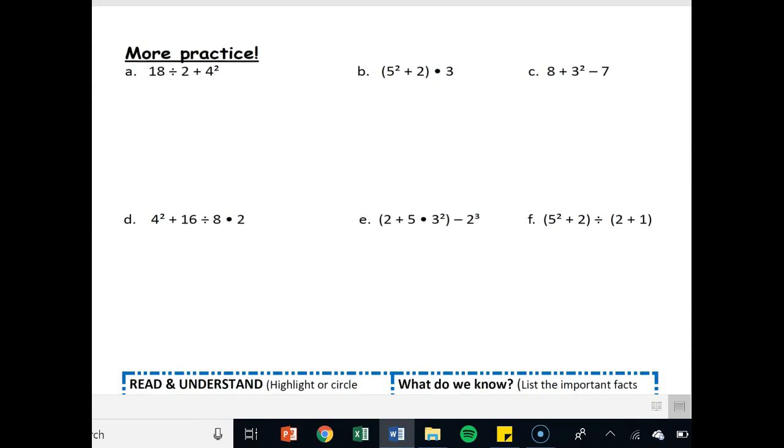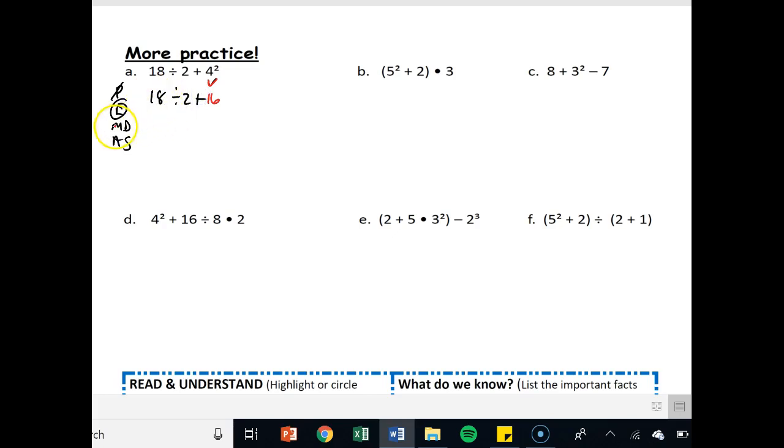Alright, so now let's just do our PEMDAS practice from yesterday. So now that we really have a good understanding of what exponents are. So no parentheses, I have an exponent, so let's start with there. So 4 squared is 16, right? 4 times 4, not 4 times 2. So 18 divided by 2 plus 16.